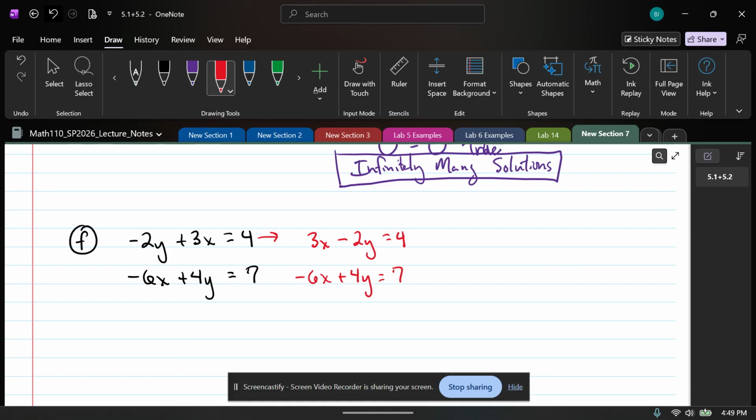Now, substitution or elimination, either one works well here. I would more likely go for elimination here because I've got numbers in front of the variables. Anytime I have numbers in front of the variables, that's the method I typically go for. So what do I need to do to eliminate either X or Y here?